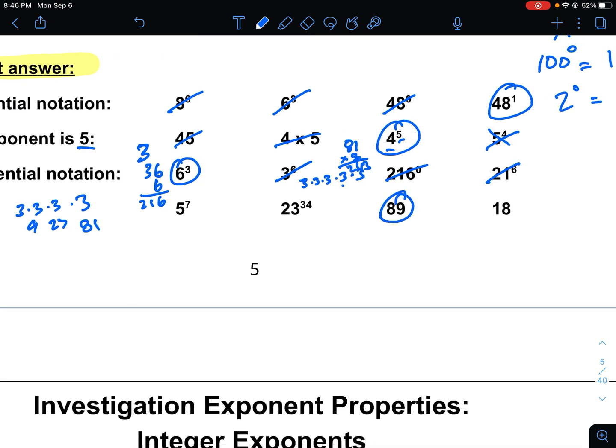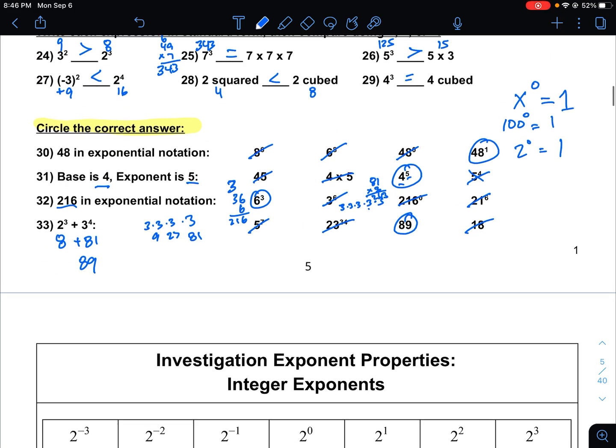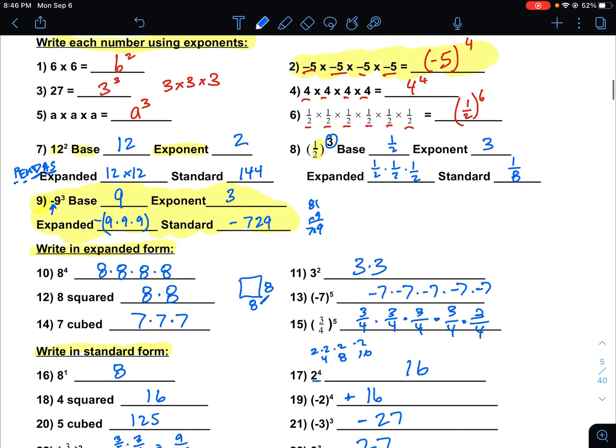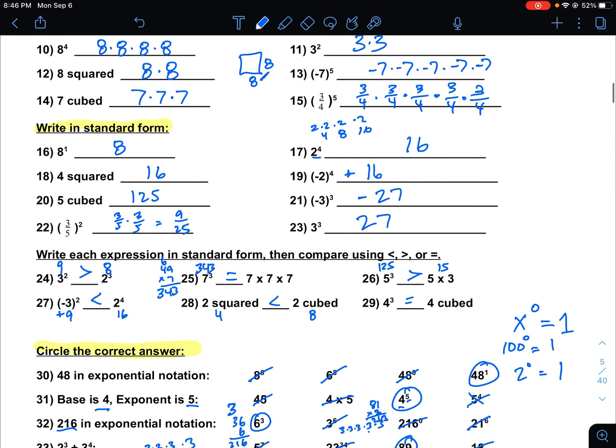Holy cow, I don't think there are multiple answers, but this definitely wouldn't be it. This definitely is not it, because 5 times 5 times 5 is 125, and 18 is also not the answer. So 89. All right. And that's it for our review. Hopefully you remembered all that. Watch it again if you need to.